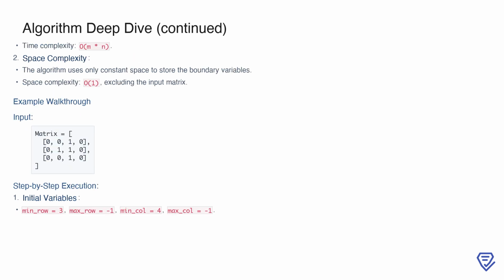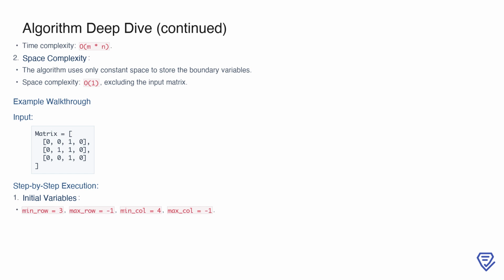To summarize, the time complexity of the algorithm is O(m*n), as we visit each cell of the matrix exactly once during traversal. The space complexity is O(1), because we only use a constant amount of space for the boundary variables, regardless of the matrix size.